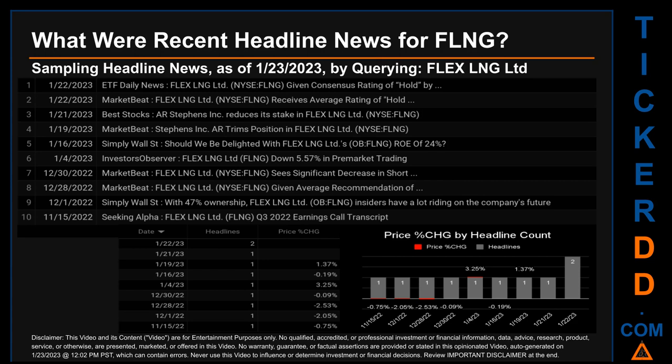The latest publication date of Sunday, January 22, 2023, was actually the day with the highest percentage change in price. It saw a price jump of 3.25%. Wednesday, December 28, 2022 was the day with the highest percentage change in price when we compare opening versus closing price for the ticker. The day saw a drop of -2.53% when FLNG opened trading at $33.98 and closed at $33.12. There was one found headline when MarketBeat published the headline that read, FLNG Limited. NYSE, FLNG, given average recommendation of.